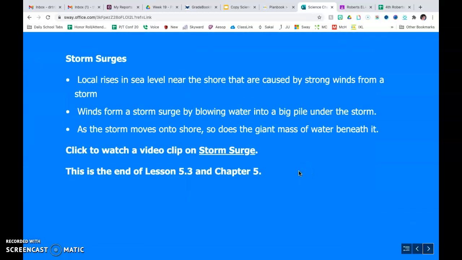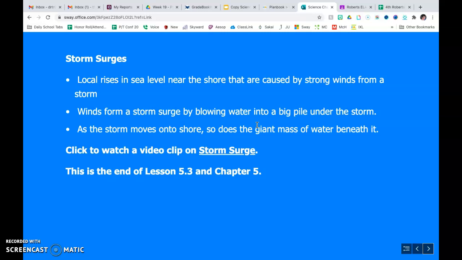Another thing, the last thing we're going to talk about are storm surges. This would be in like a hurricane, a really bad storm. We'll talk more about that later in our next chapter. But storm surges are local rises in sea level near the shore that are caused by strong winds from a storm, such as a hurricane. Winds form a storm surge by blowing water into a pile, big old pile, underneath the storm.